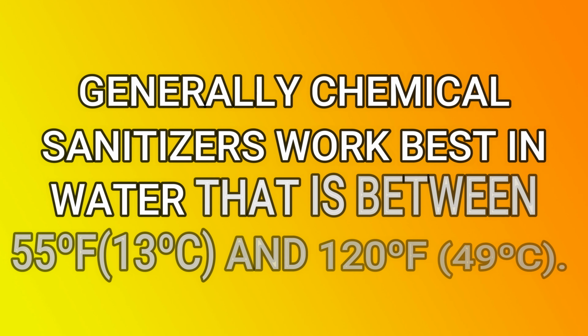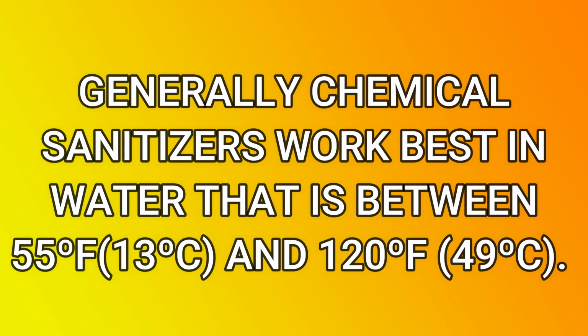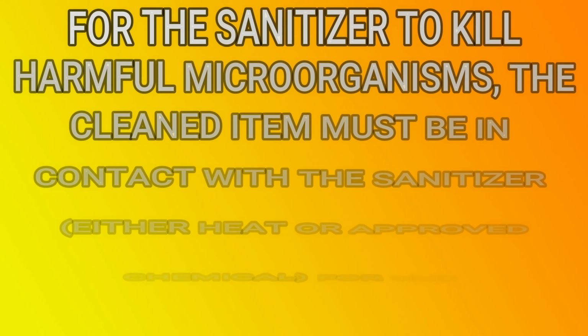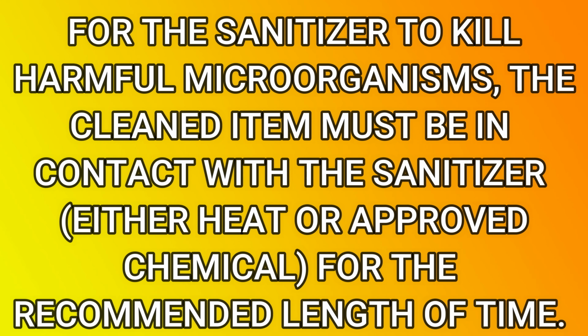2. Temperature. Generally, chemical sanitizers work best in water that is between 55 degrees Fahrenheit or 13 degrees Celsius and 120 degrees Fahrenheit or 49 degrees Celsius. 3. Contact time. For the sanitizer to kill harmful microorganisms, the cleaned item must be in contact with the sanitizer, either heat or approved chemical, for the recommended length of time.